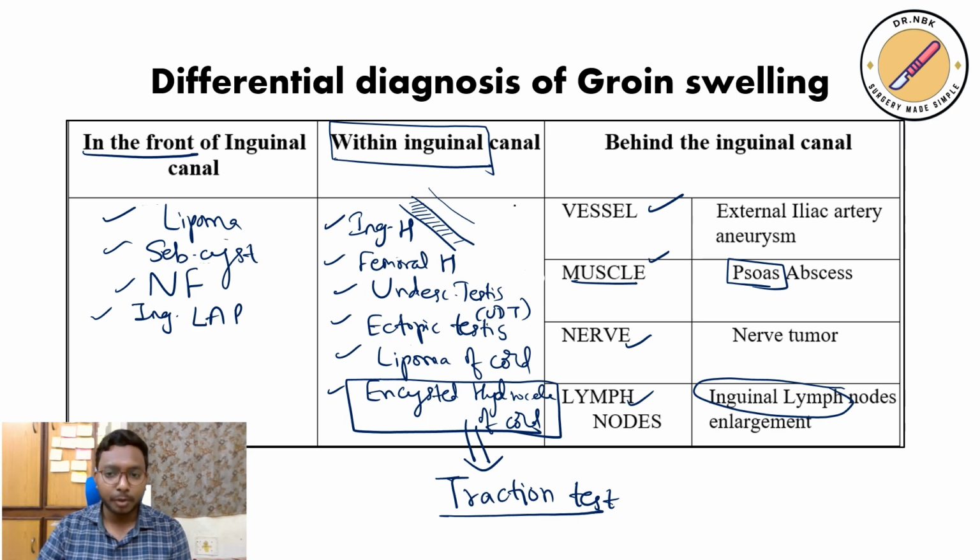So in case of immunocompromised patients, we encounter this commonly. Then very rarely you can get nerve tumor. Then lymph nodes is nothing but your inguinal lymph node enlargement. So these are the common conditions you can have in the groin region, which can present as a groin swelling. So these are the differential diagnosis of a groin swelling.